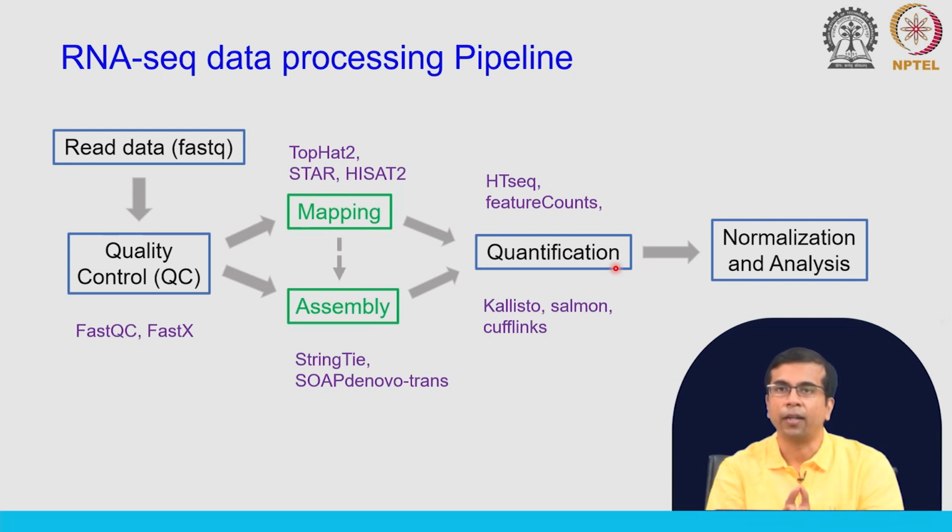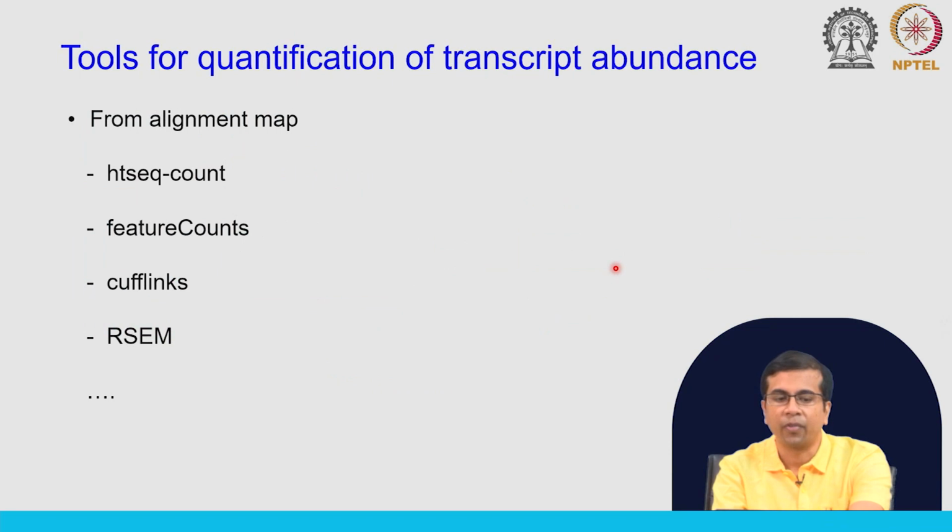So, we want very accurate quantification of the transcript abundance for any inference later on. If you make mistakes here, those will lead to erroneous inferences. So, this is a very important step, and this is something we will discuss today, quantification. There are several tools. Cufflinks we have discussed already, but then you have something called HTSeq-count, featureCounts, RSEM, etc., and we will discuss those in this class.